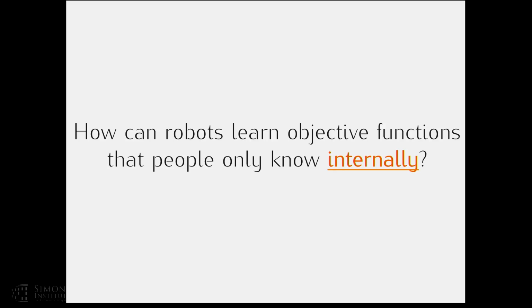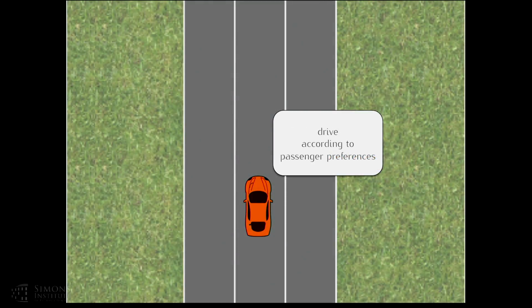So to ground this in an example, it's a bit like saying we want to be able to learn objective functions so that we can enable, for instance, a car to drive according to the passenger's preferences. That's one reason to try to learn the objective function that a person has in their head for how they want the robot to act.